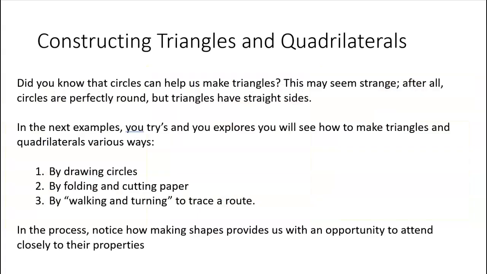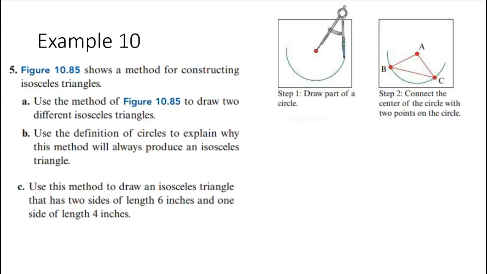So now we're going to move into construction. So you are going to need some supplies as we move forward, especially in the example problems. But circles are actually going to help us make triangles. And it may seem strange because circles are round and triangles are straight. But in the next examples you try as explorers, we're going to see how to make triangles and quadrilaterals in these 3 ways: by drawing circles, folding and cutting paper, and by walking and turning to trace a route. All right, so let's do an example here.